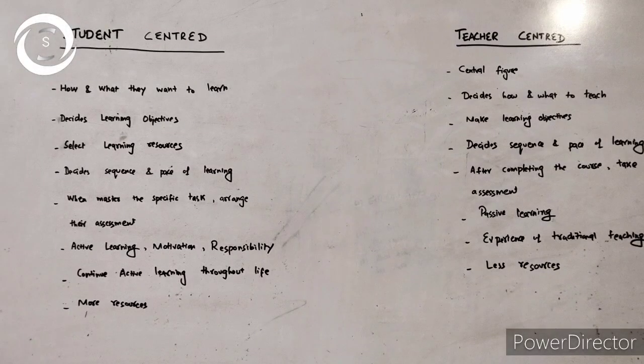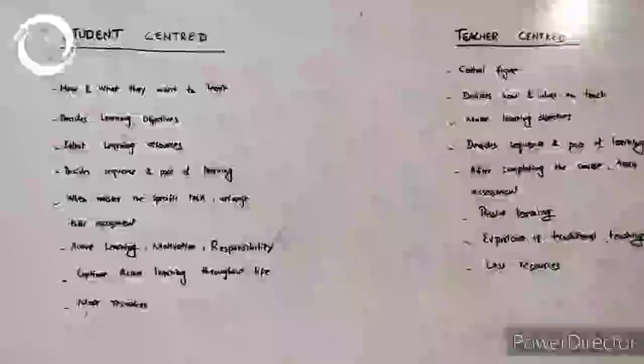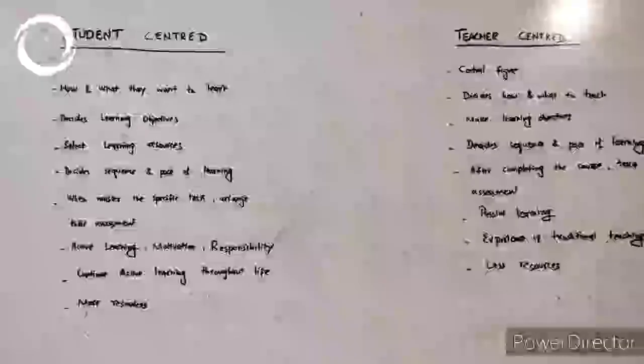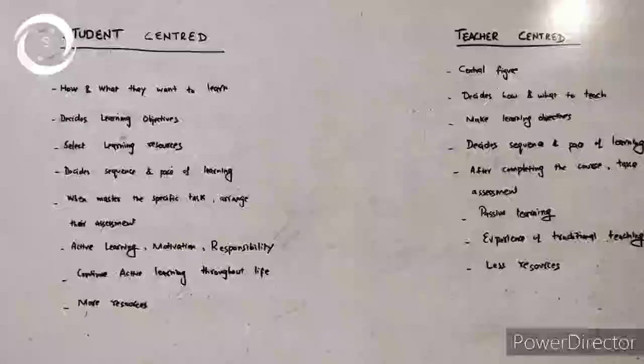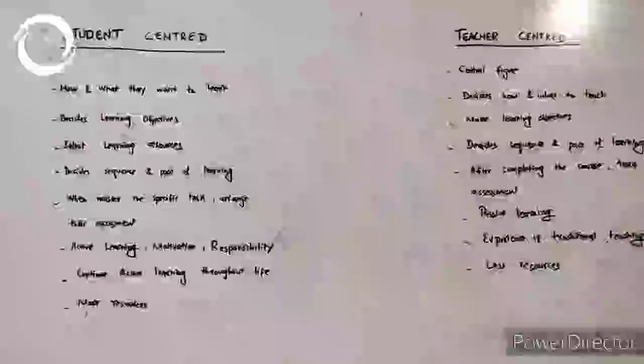Whereas in the teacher-centered traditional approach, the teacher is the central figure. As we all know, we have been teaching traditionally for many decades. He decides what to teach and how to teach. He controls the sequence and pace of learning and decides the time of assessment. So passive learning takes place. The course is not published. To discover what they require to learn today, students must attend the lectures.